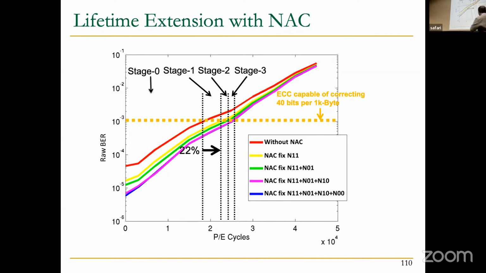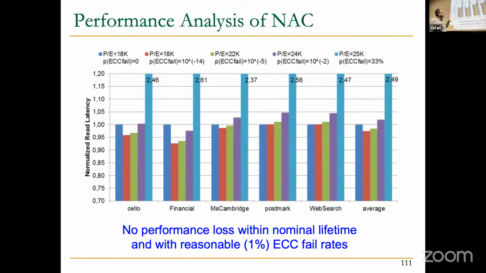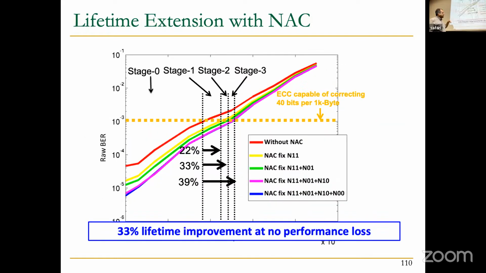Using only 1, 1 gives you 22% higher number of P/E cycles. And then with this stage 2, you can achieve 33%, and then you can achieve 39%. And basically, all these improvements come at relatively no performance overhead. I don't want to say that the performance loss is 0, but essentially it doesn't have much performance overhead.